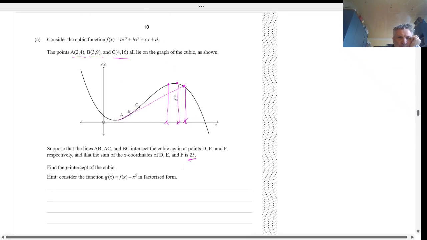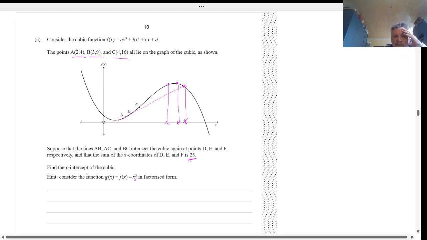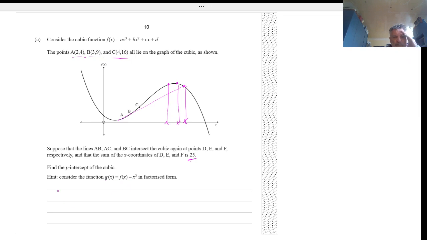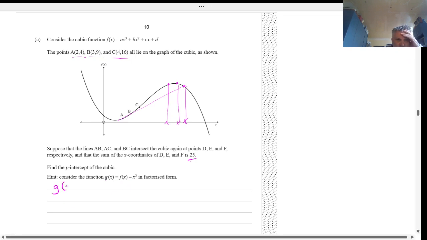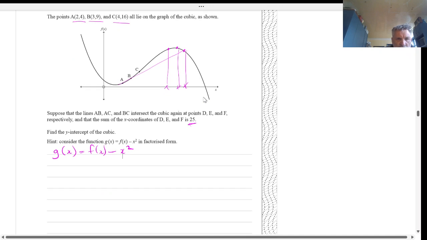So let's go, and they give us a hint. G of x is equal to f of x minus x squared. Consider the function g of x equals f of x minus x squared. So let's have a look at that function. Now we've got values for f of x at x equals 2, x equals 3, and x equals 4. So let's look at g at those values.